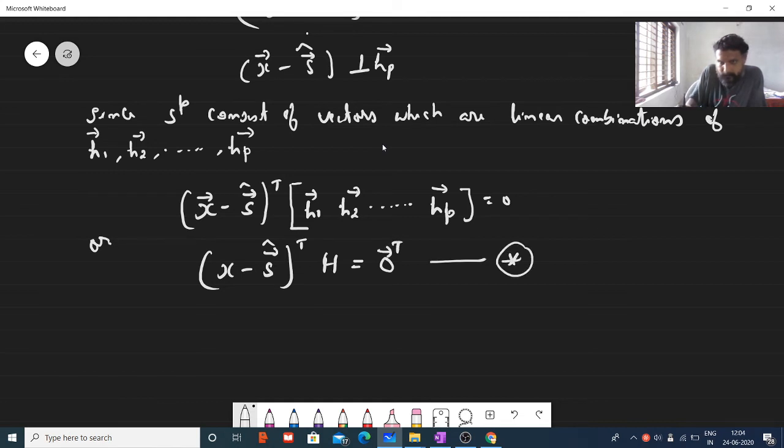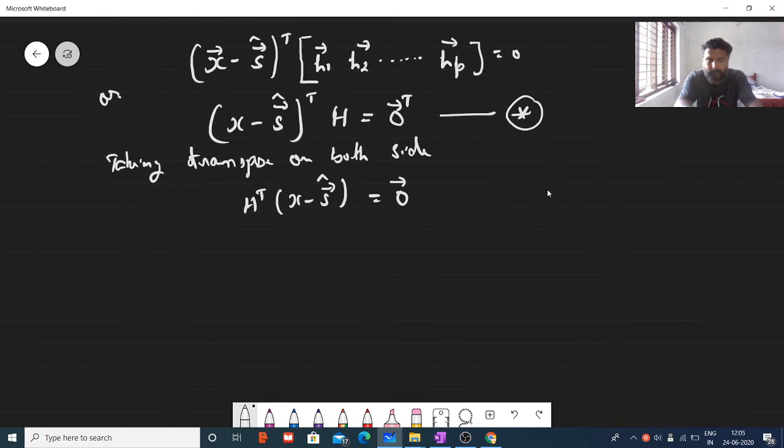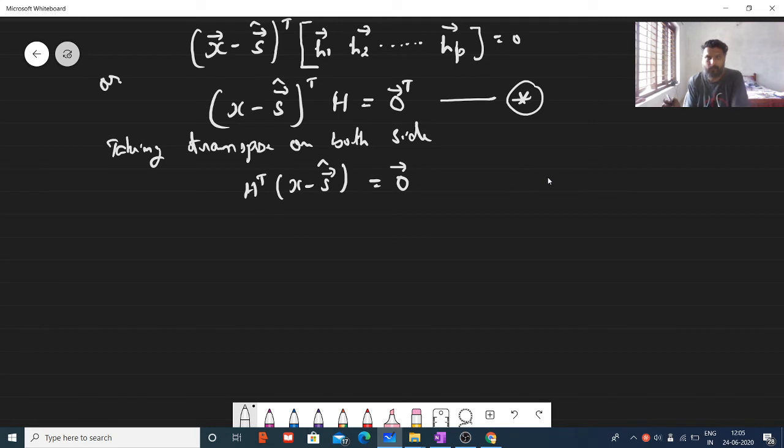That I call this equation star, something like that. So you just take the transpose on both sides in this case. What do you have? Taking transpose on both sides, you will have H transpose X minus X cap should be equal to 0. Okay. Yes, I will check this one. Clear?